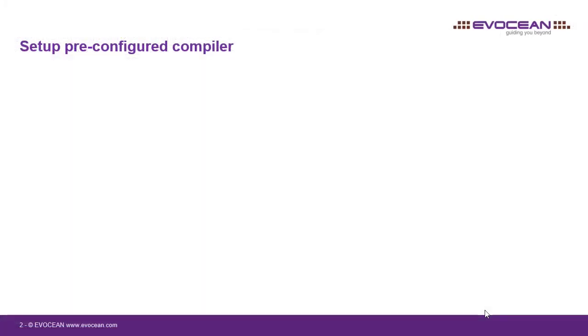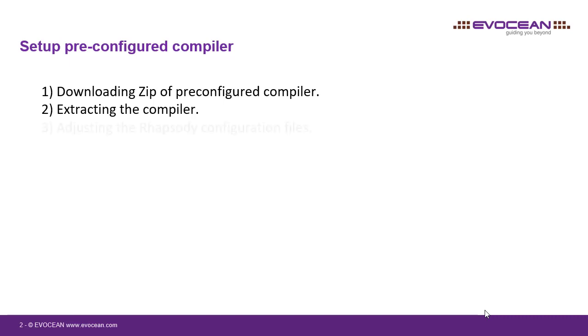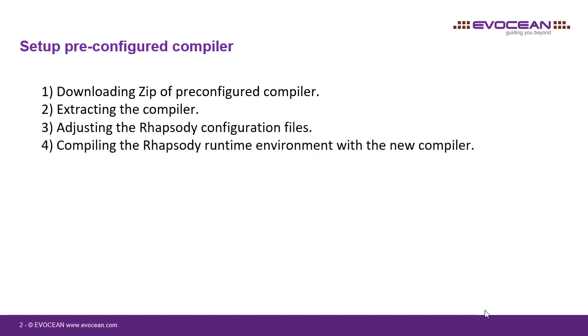For this, I will go through the following steps in this video. I will download a zip file of a pre-configured compiler and extract the file on the disk. Then I will adjust two Rhapsody configuration files and compile the Rhapsody runtime environment with the new compiler. Last but not least, I will test the environment by creating a little model from scratch.